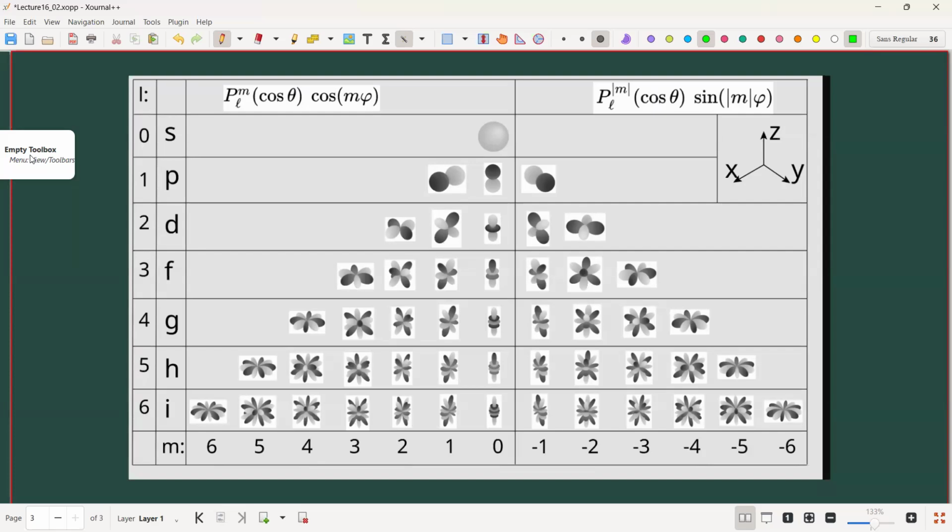So that's the px, the pz, and the py. And there's 3 of them, because again, M can only run between +1 and -1. And then we go to the D's, the F's, the G's, the H's, and the I's. They get consistently more complicated, right? Because we have more angular momentum. Turns out there's more nodes in the wave function.